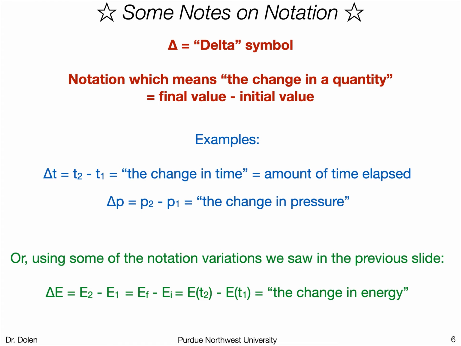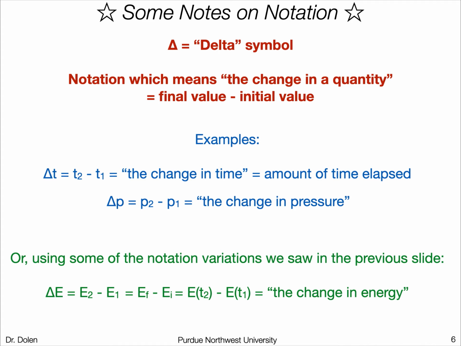So if I have, for example, delta t, that means the change in my time, or the amount of time that's elapsed. Right, so it's going to be t2 minus t1, my final time minus my initial time. If I did delta P, that's P2 minus P1, that's the change in my pressure. And delta P could be positive if the pressure was getting bigger at my later time, or it'd be negative if it's getting smaller. If P2 was smaller than P1, my delta P would be negative.